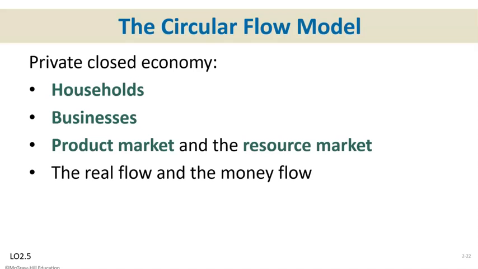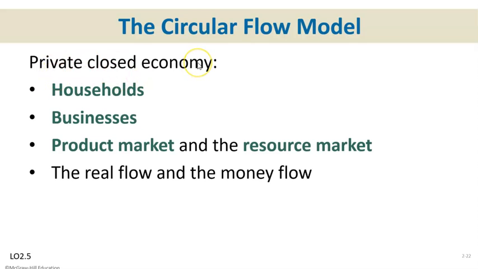The last thing we're going to do in this chapter is look at the circular flow model. This is a very basic diagram of the economy. So we're actually in what we call a private and closed economy. Private means there's no government. So private always means no government. You may also see public. Public means government. Okay? So this is private, no government. Closed means no international trade.